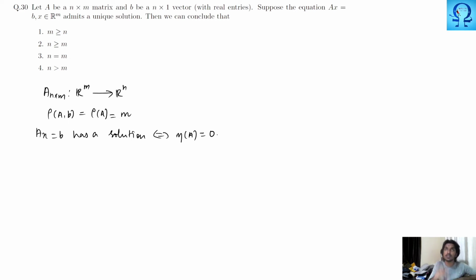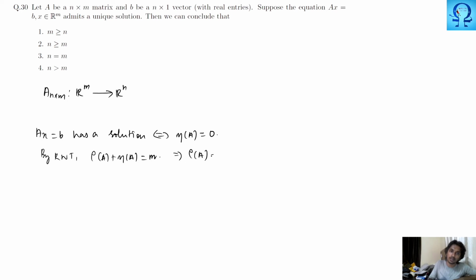Then if the nullity is 0, then the number of solutions is the cardinality of the field to the power of the nullity, the dimension of the kernel, that is the nullity of A. Okay, this thing is happening. So actually, first let us write it down. Then by the rank-nullity theorem, rank of A plus nullity of A has to be equal to m. So nullity is 0, and this tells us that rank of A is m.